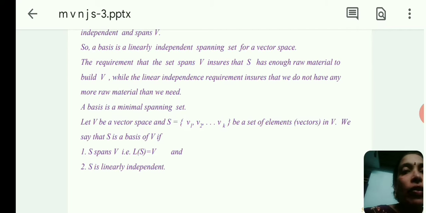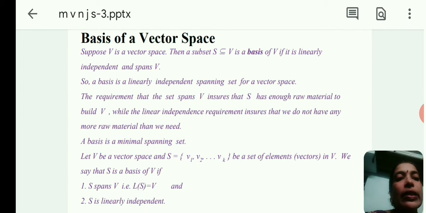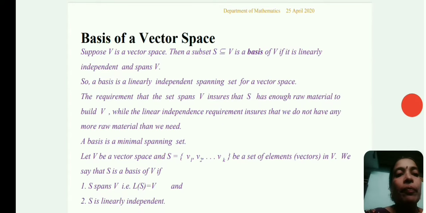The first condition is the linearly independent condition. The second one is that the linear span is equal to V, and each vector of V can be expressed as a linear combination of elements of S. Now in this definition, take the set S containing a finite number of elements, v1, v2, and so on up to vk, a set of elements, that means vectors in V. We say that S is a basis of V means, first of all, S spans V, that is L(S) is equal to V, and S is linearly independent.